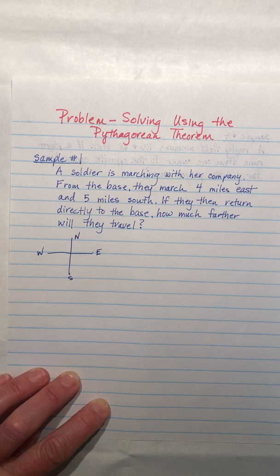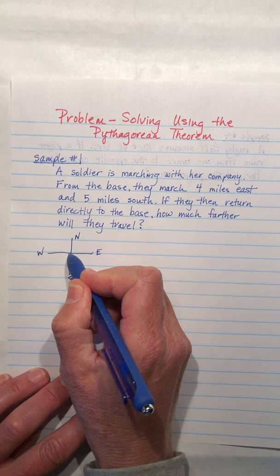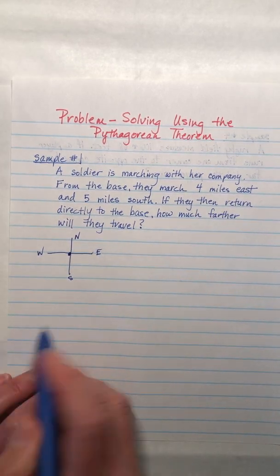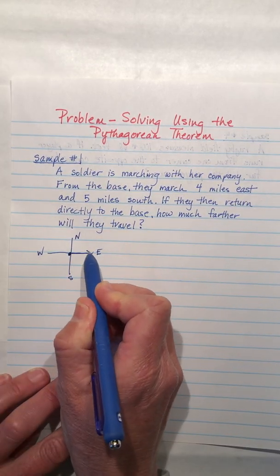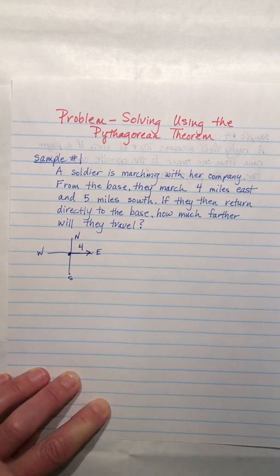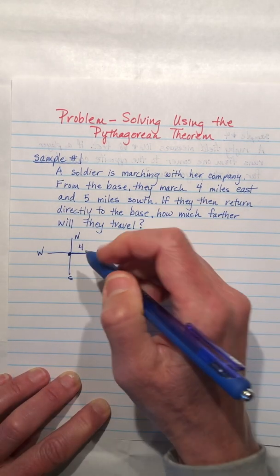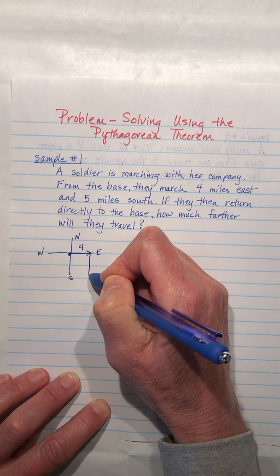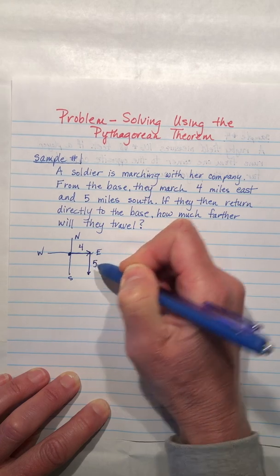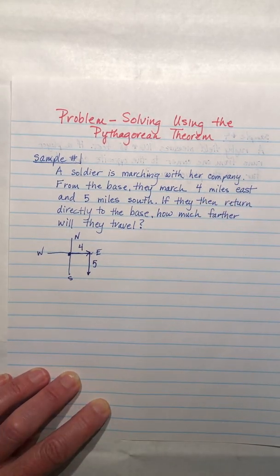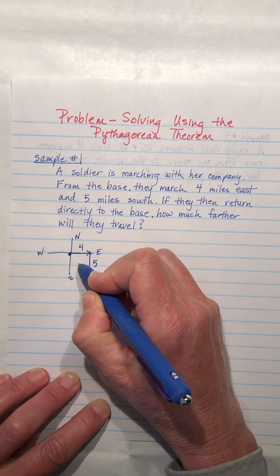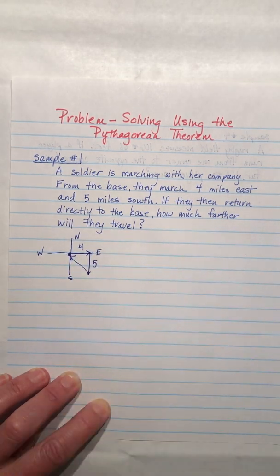So a soldier is marching with her company from the base. I'm just going to call that here. They march 4 miles east, so they went 4 miles that way, and 5 miles south, and they went 5 miles that way. If they then return directly to the base, like that, how much farther will they travel?